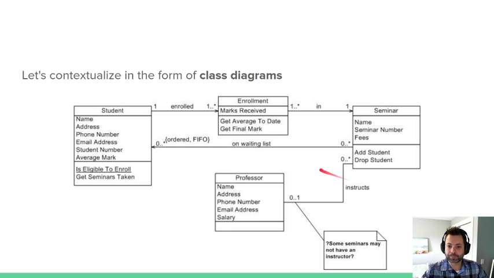It helps explain. However, we have a guard here. We have a constraint in curly braces. A seminar can have any number of students.